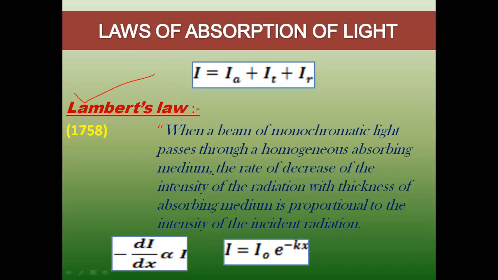Okay, so what happened? The rate of decrease of intensity of the radiation with thickness of the absorbing medium is proportional to the intensity of incident radiation. So like you see here, this is the intensity of incident radiation. Okay. So what is there? The decreasing intensity, with the thickness of the medium, that is dx, thickness of the medium, is directly proportional to I. I means the intensity of radiation.